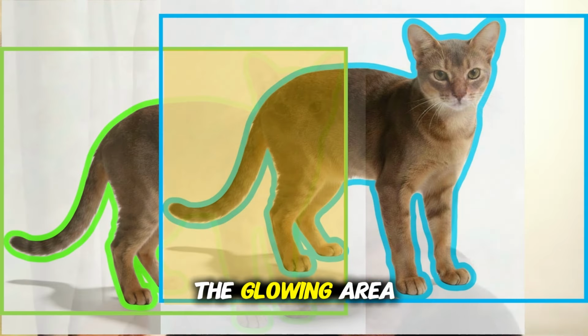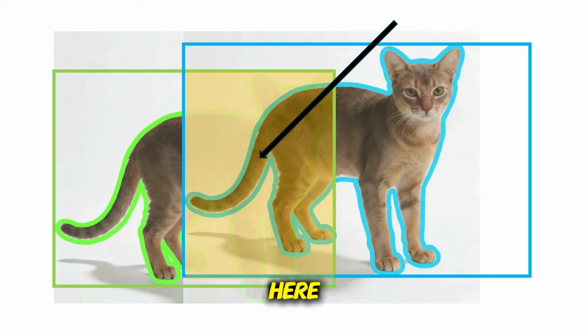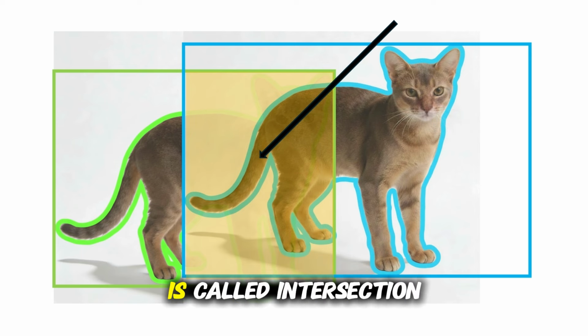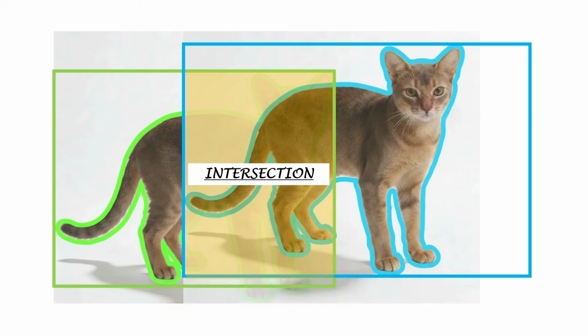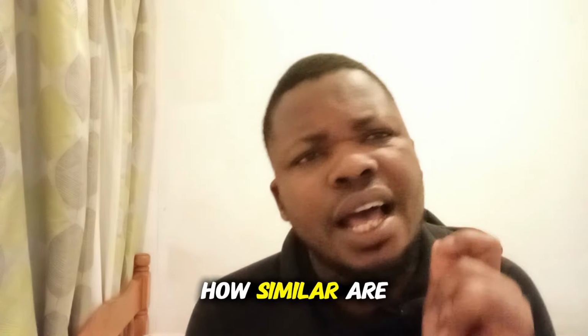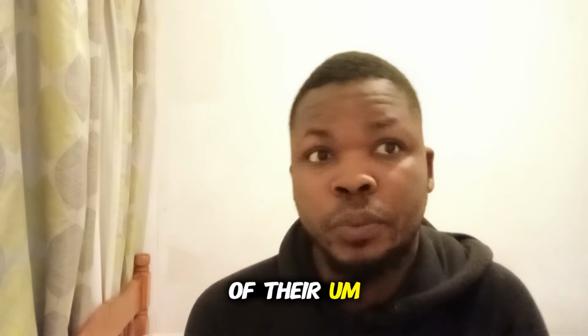The glowing area here, now that is where the stories agree. This is what is called intersection. And everything covered by either of the two boxes here, that is the union. It's kind of like asking how similar are the two versions of their report.